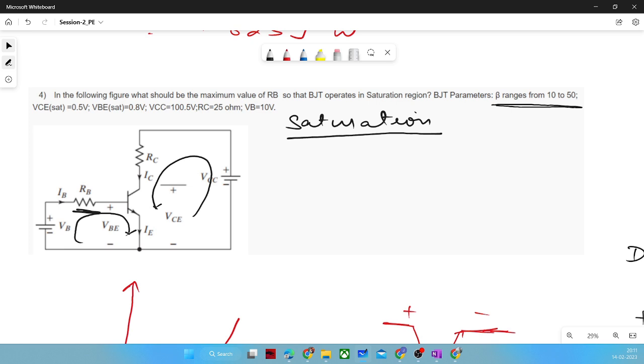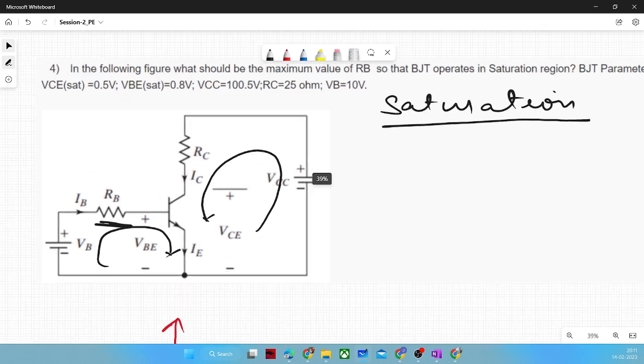Here IB is not given, and IC is also, I guess, not given. Let me mark out the terminals.